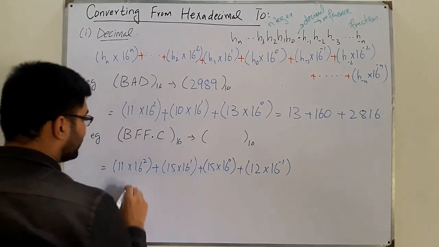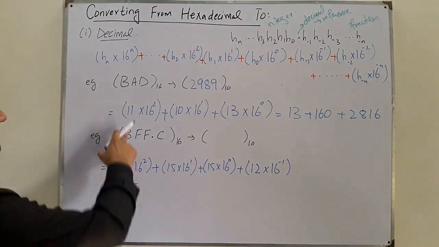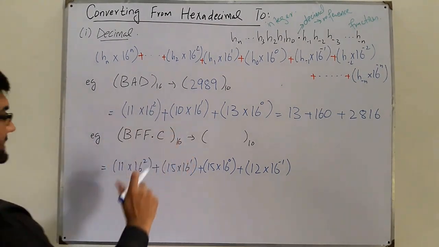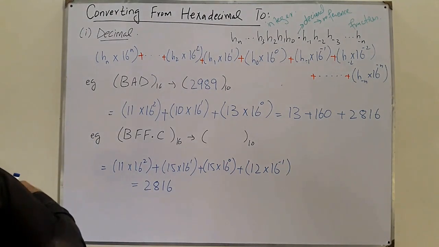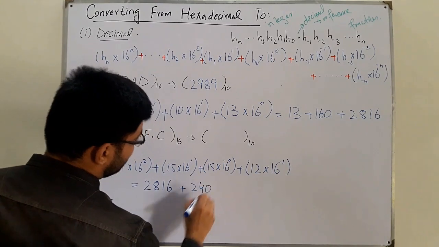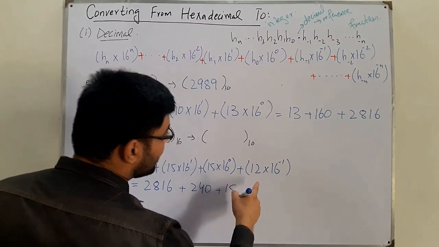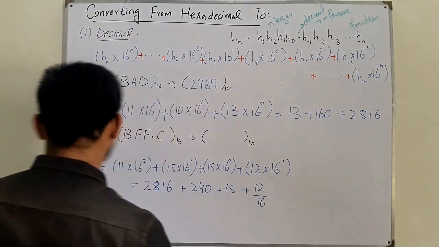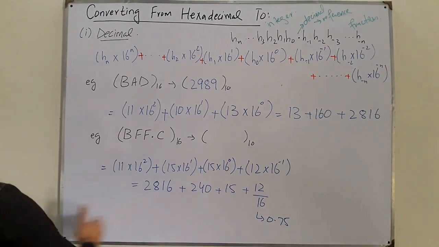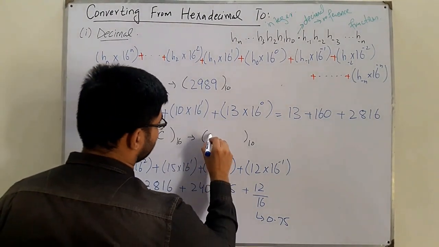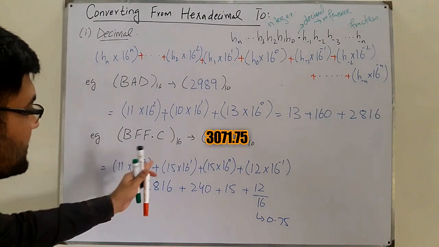All right, now what happens? So 16 to the power 2 first, we start from one side. So 16 16s are 256, we solved over here, and 256 into 11 is 2816. Okay, this is already written, 2816. Then we have 15 multiplied with 16, so we have 240. And then 15 into 16 power 0, which is 1, so 15 times 1 is 15. And then we have 12 divided by 16. Now 12 divided by 16 is 0.75. And when you add all of them together, you get 3071.75. This is the decimal equivalent, all right, of this base 16 number.